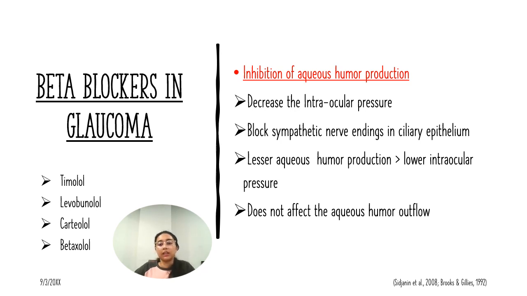Earlier it was believed that it increases the aqueous humor outflow. But now studies have shown that it does not affect the amount of aqueous humor outflow; it affects the production rate of the aqueous humor. Some of the topical beta blockers that are FDA approved are timolol, levobunolol, carteolol, and betaxolol.